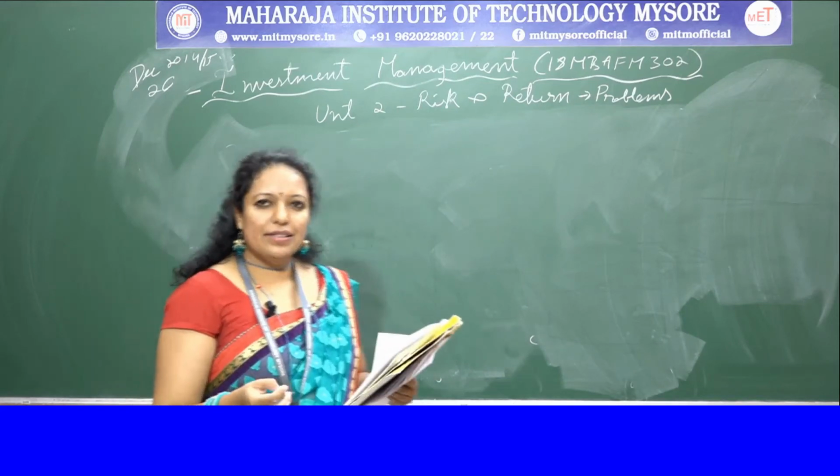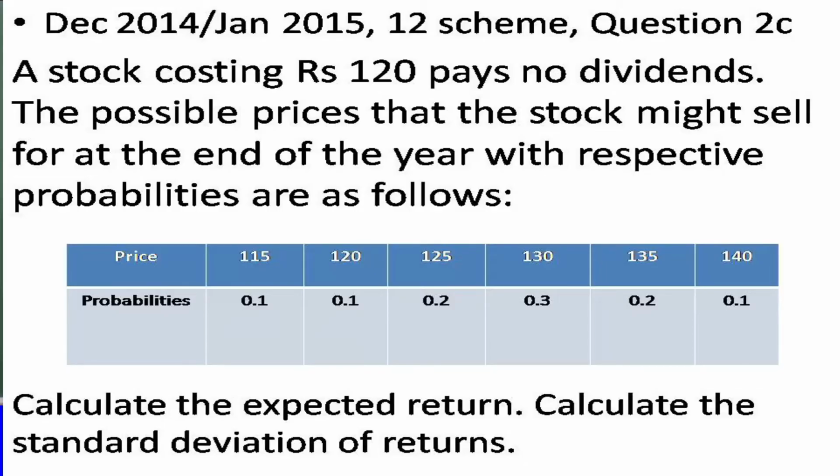2C is the problem. I'll just read out the problem for you all. A stock costing rupees 120 pays no dividend. Okay, the possible prices that the stock might sell at the end of the year with respective probabilities are as follows. So they have given the prices, they have given the probability, calculate the expected return and calculate the standard deviation. So they have asked two: one is the expected return and another one is the standard deviation.